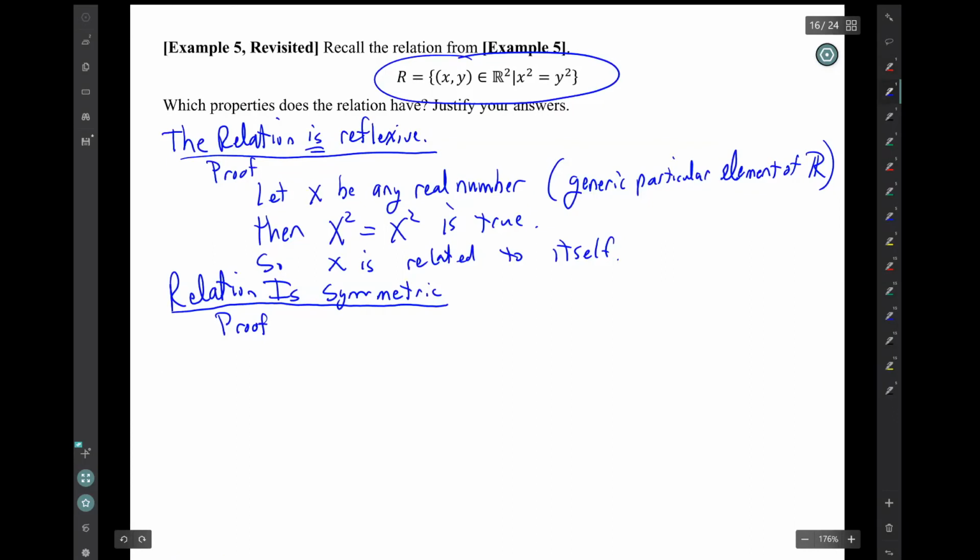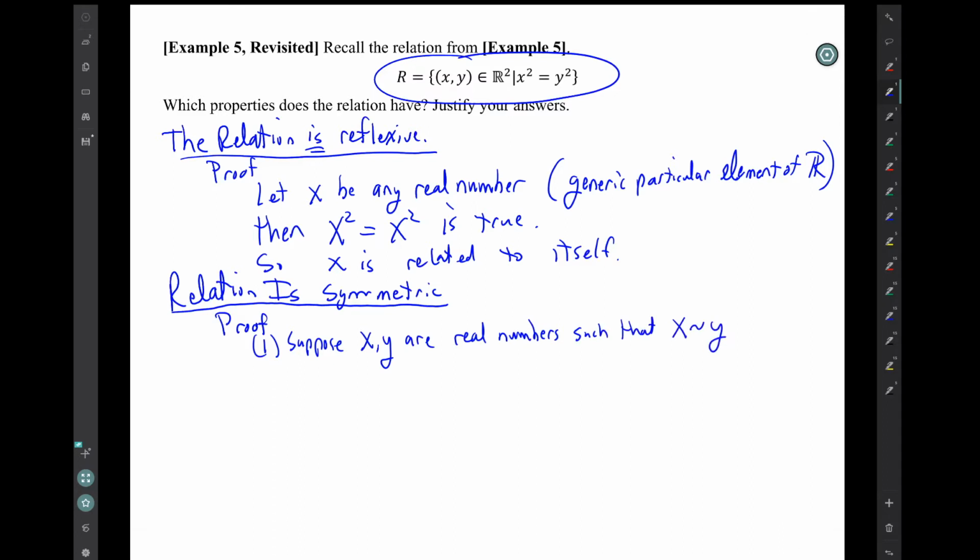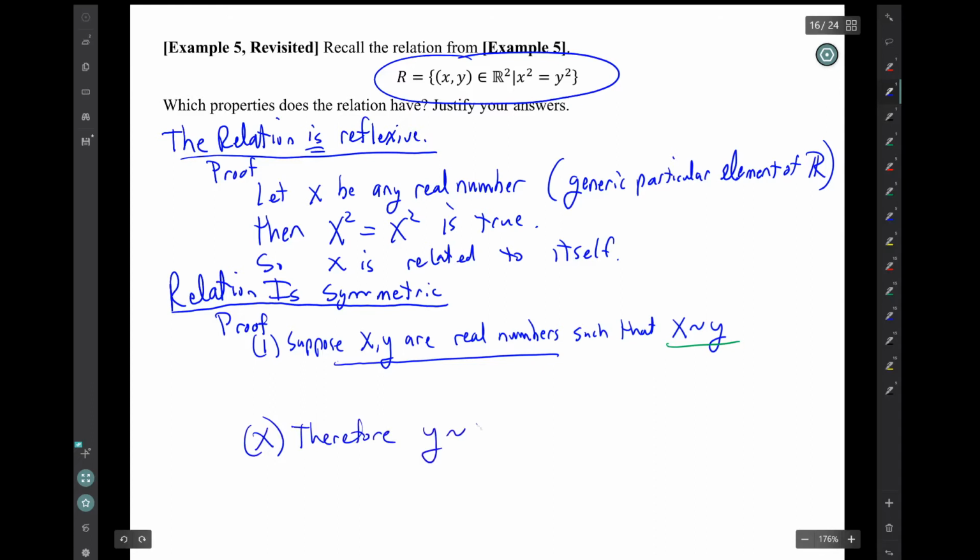So in step 1, we say, suppose x and y are real numbers such that x is related to y. So again, we have introduced generic elements of the real numbers that satisfy the hypothesis. Now, where do we have to go with this? We have to show that y is also related to x. So that's the conclusion. So here's the gap that we need to fill.